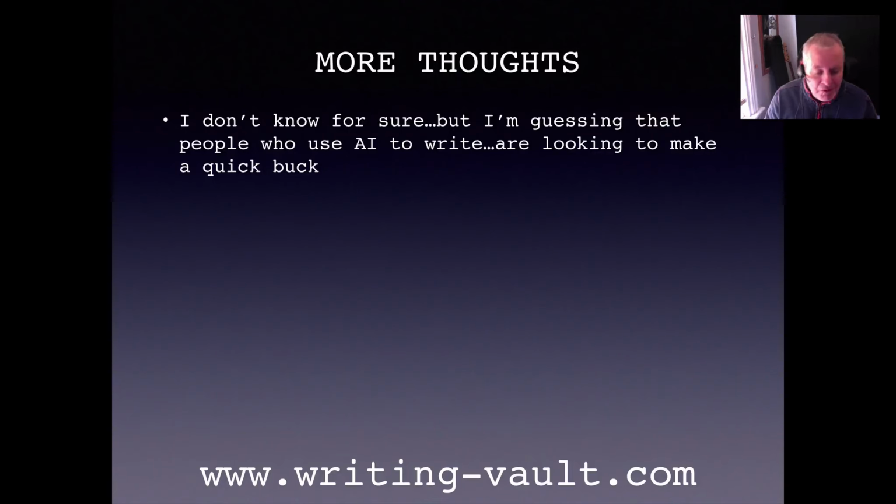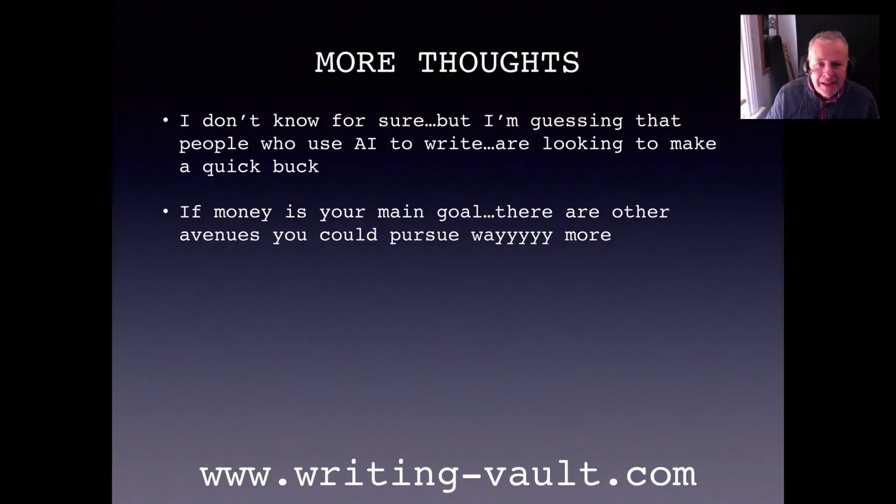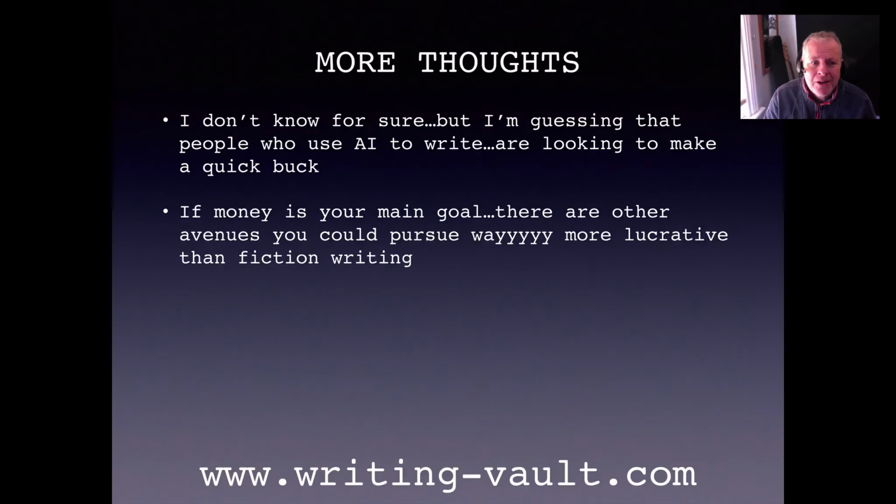So you could write a book and send it to agents to go to publishers, if you're going the trad pub route, and you might get nowhere with it. Whereas these people are like, well, if I use AI, I can have it done in a couple of days and get it up on Amazon and so on. I think it's a quick buck for low effort play, and I don't think it works like that. I think if money is your main goal, there are other avenues you can pursue that are way more lucrative than fiction writing for a start.